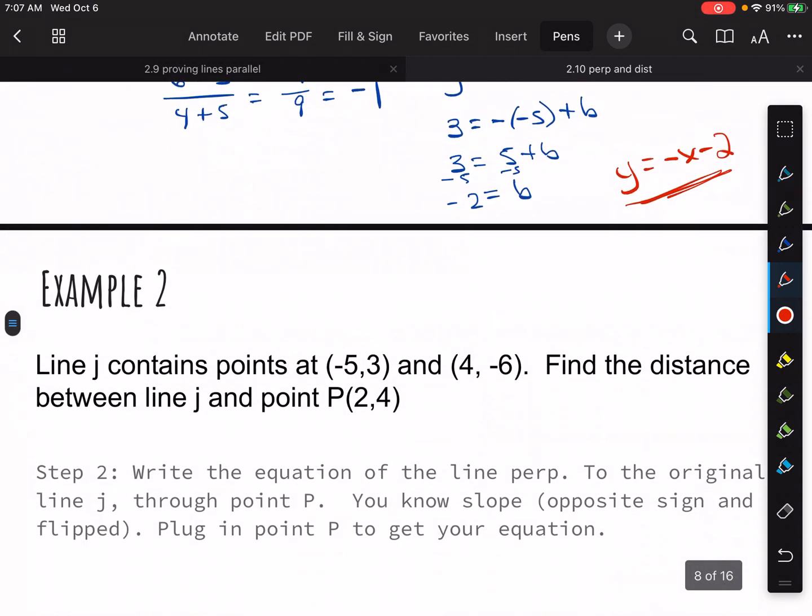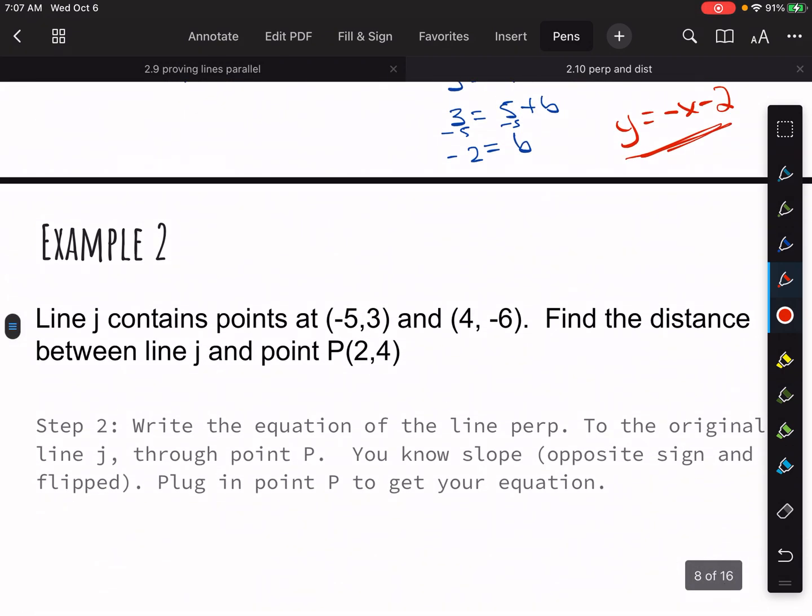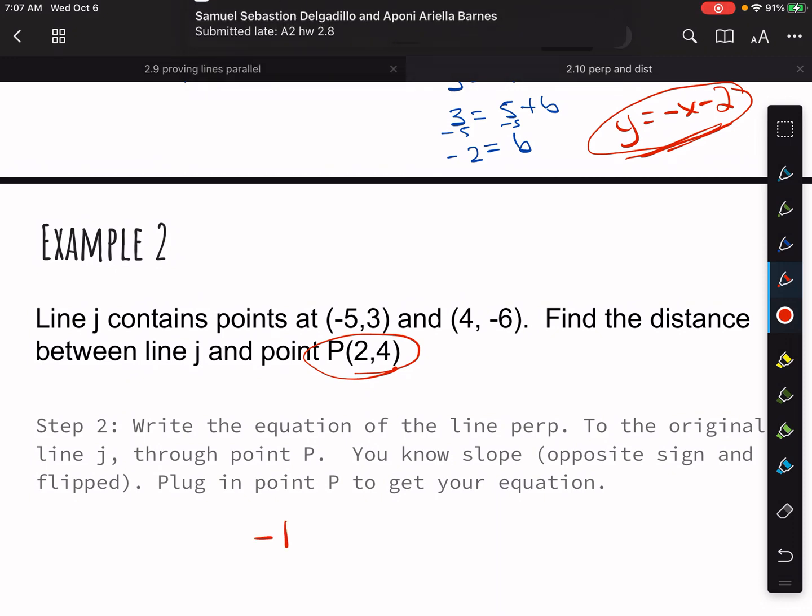So step 2 now, keep that on the screen there, is we're going to write an equation of the line perpendicular to this thing that we just came up with, through this point. So they give us a point, and they essentially give us the slope. All right, so if my original slope is -1, then my flipped slope, you can call it -1 over 1 if you wanted to.